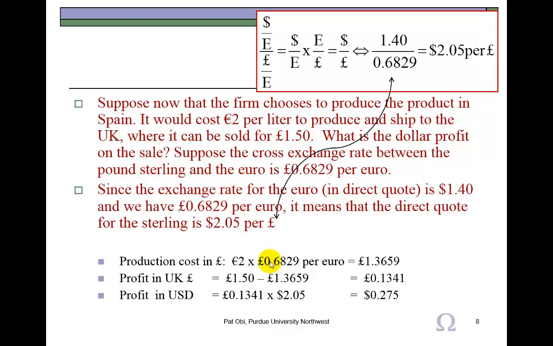So if we produce it for 2 euros, convert it to pound sterling at the given exchange rate, it comes out to 1.3659 pounds sterling to produce. And that means by selling it for £1.50 in British pound sterling, the difference between those two numbers is going to be our profit. Now take this profit based on the given exchange rate between the dollar and the pound sterling. I know this is unrealistic at this point in time. Nevertheless, using this exchange rate, we find that the dollar profit comes out to 0.275.